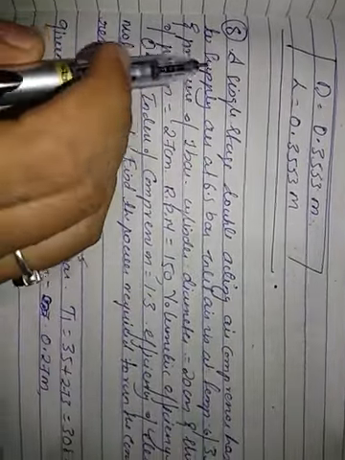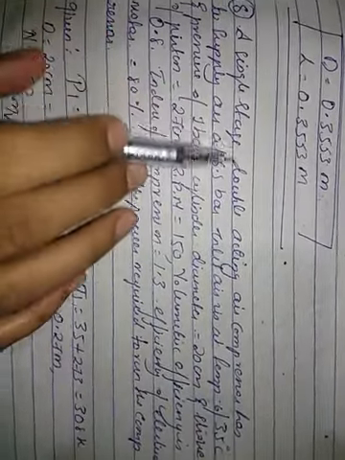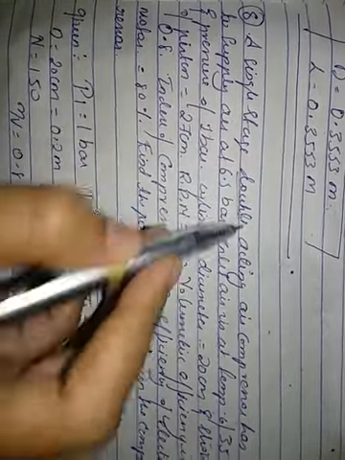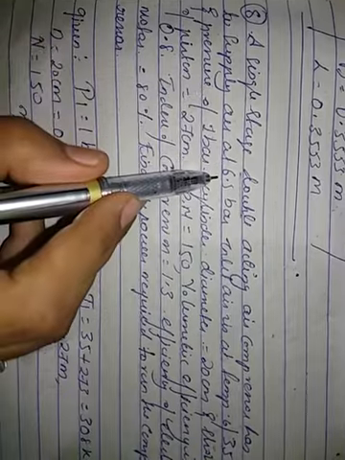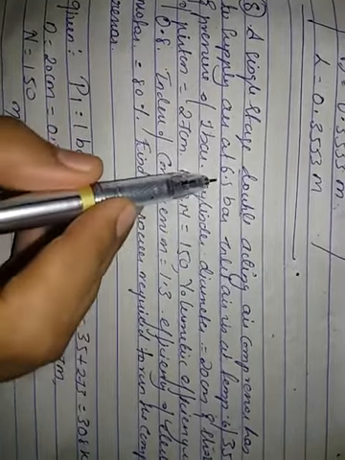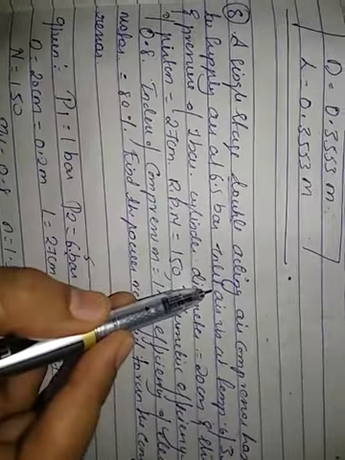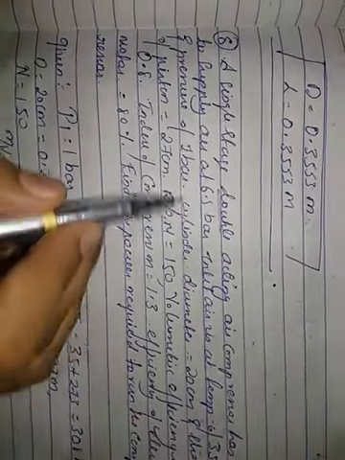Now the next problem is like this. What is given? A single stage double acting air compressor. See, in the question it is double acting. The compressor has to supply air at 6.5 bar. Inlet air is at a temperature of 35 degrees Celsius and pressure of 1 bar.